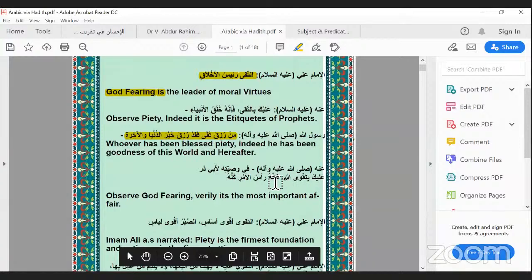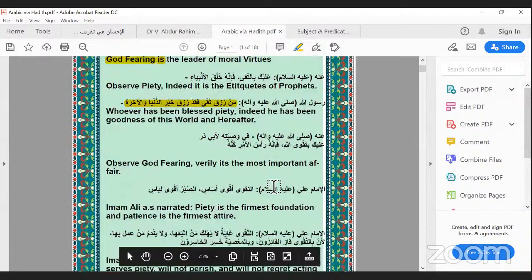Fa innahu, surely it, meaning fearing Allah, ra'sul amr kulluhu. Ra's means head. Amr means matter or affair. So head of the affair means the most important affair, kulluhu, all of it. The most important aspect in your life is being God-fearing and being a good worshipper of Allah subhanahu wa ta'ala.